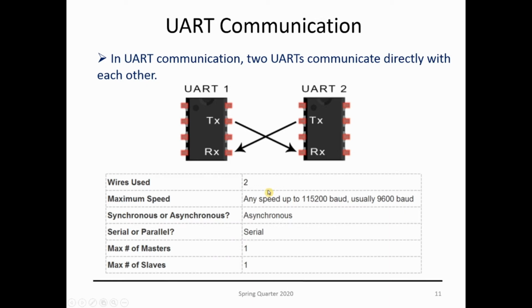Maximum wires used are 2. Maximum speed can go up to this baud rate. Now you can go a little bit higher, depending on the device that you're using, but these are the traditional baud rates. It is asynchronous, so there is no clock, and it's serial, and you only have a master or slave. So you cannot have multiple UARTs connected together. You only have 2 UARTs connected together.